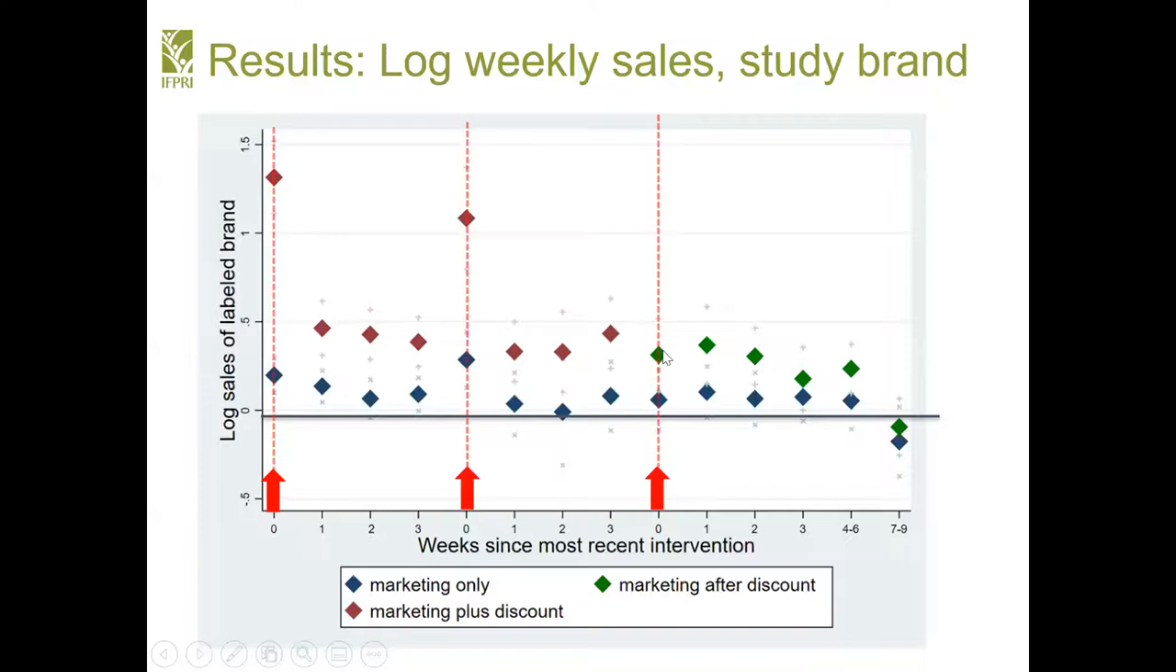In the third week of promotion, we were not allowed to offer a discount because the competitor shops were getting upset that they weren't getting a discount. So here we did marketing only. We see some lagged effect, but again, by the end of the study period, we're seeing a return to the same level as controls.